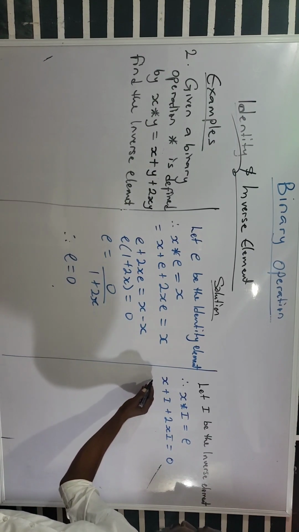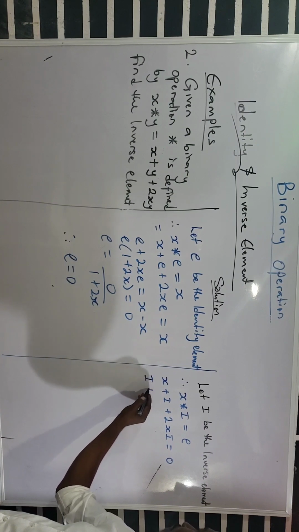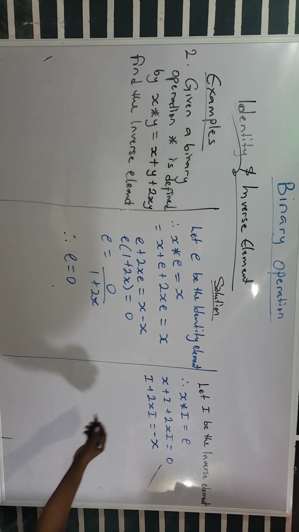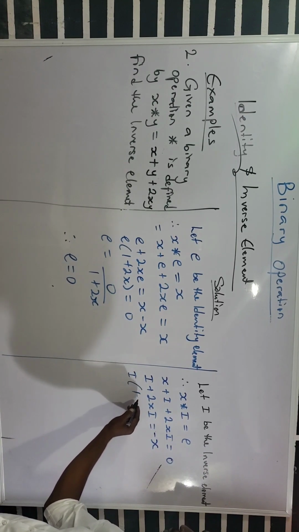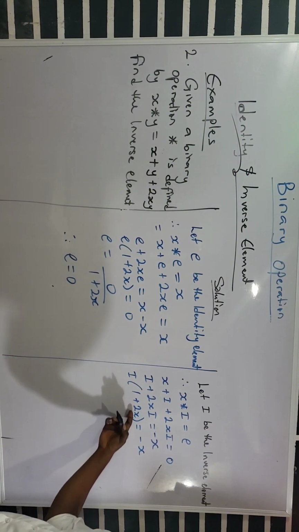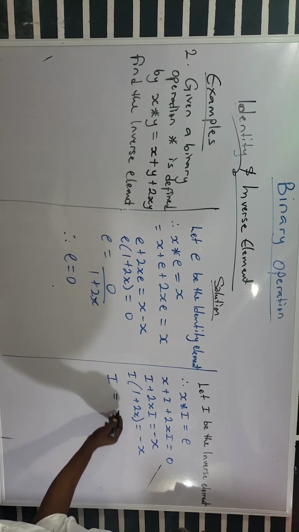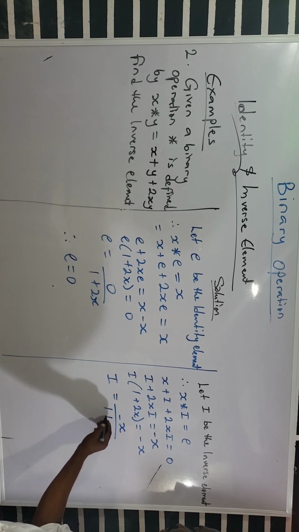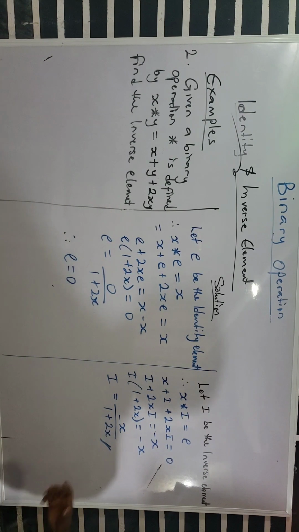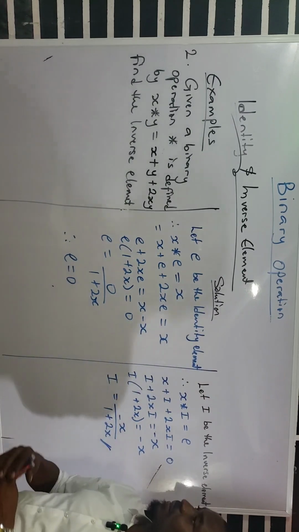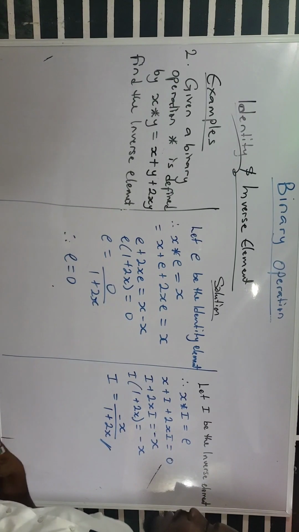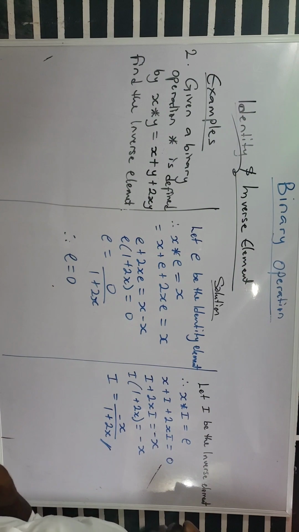That will give us I plus 2xI equals, this crossover, minus x. So factor your I out. So I times (1 plus 2x) equals minus x. Divide both sides by 1 plus 2x. That will give you that I equals minus x over 1 plus 2x. So this becomes our inverse element. This is the inverse element. This is the identity. Okay, so let's look at more examples on this and see if there will be any difference from what we have been solving.